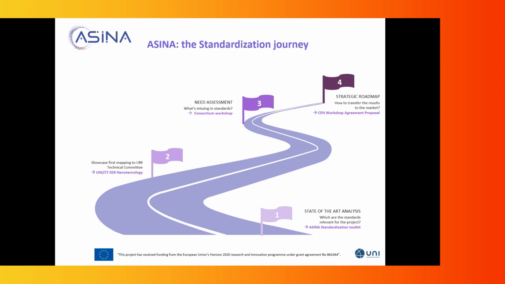Then, to have a first validation of what we have mapped, we had a confrontation with, in this case, the National Committee on Nanotechnology. So we had a first validation from them. But then we also had a needs assessment with the consortium, to identify what is missing. The result of this needs assessment is in our last deliverable, a strategic roadmap about what is missing, with some considerations that you can find in this deliverable, which is public.